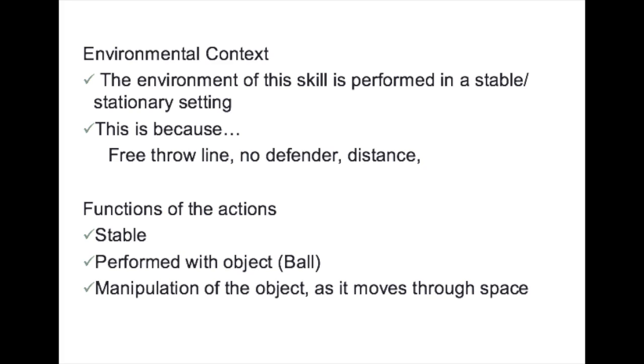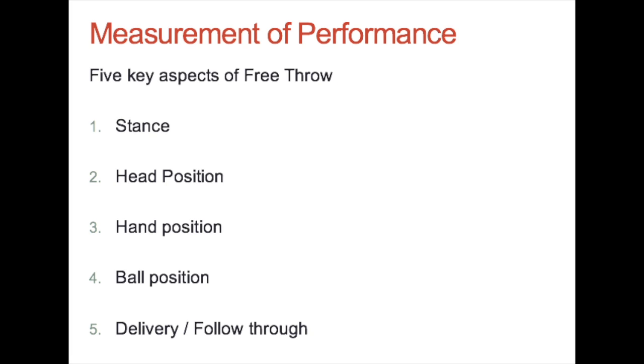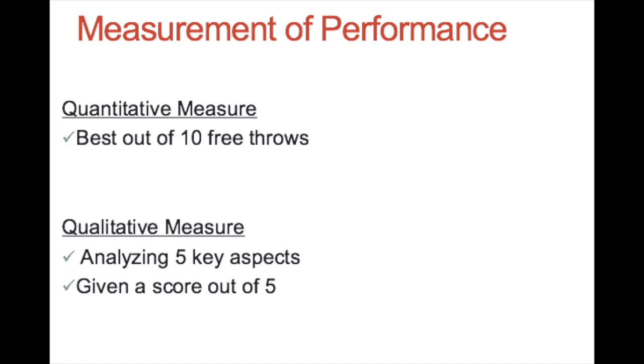This skill is performed with a ball or an object, and this object is manipulated as it moves through space towards the basket. The way that these 5 key aspects will be measured is through a quantitative measure and a qualitative measure. The quantitative measure is the best out of 10 free throws and the score that the participant will gain, whereas the qualitative measure is the analyser analysing the 5 key aspects and giving them a score out of 5.